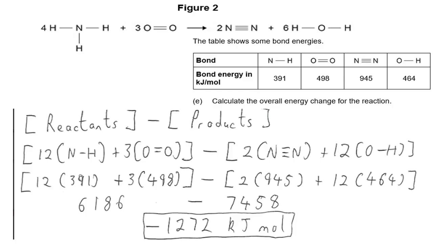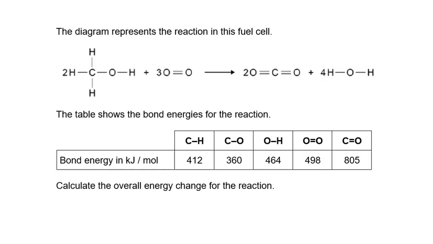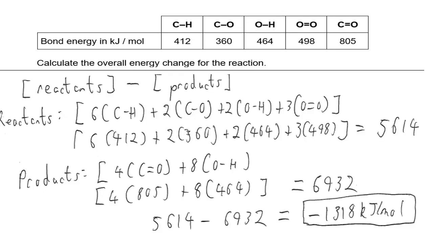Here's another example. Just pause it and see that you can follow the numbers. So on the left hand side, 4 times 3 is 12 N-H bonds. Here's another example. Make sure you can follow the numbers. Just pause it.